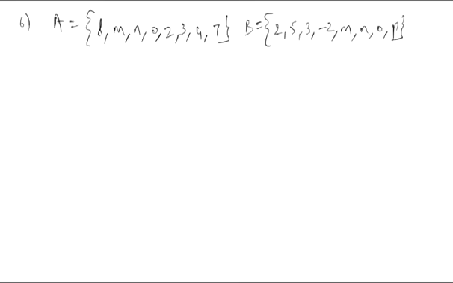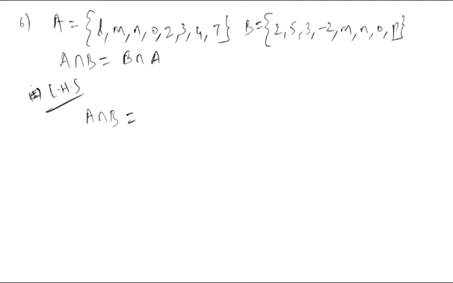MNOP, and you're supposed to prove the commutative property with intersection: A intersection B equals B intersection A. LHS. LHS is what? A intersection B. What are the common elements?